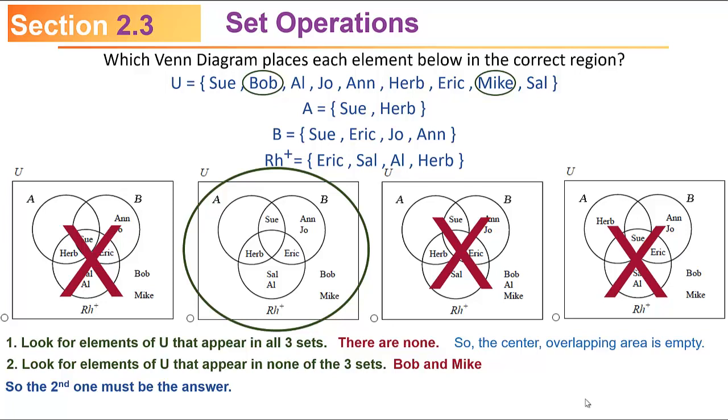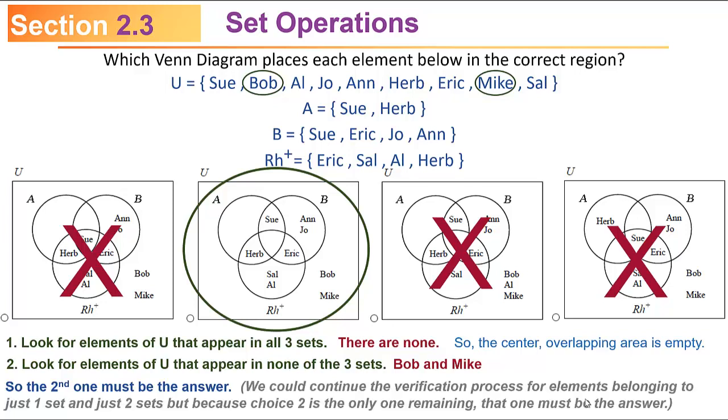choice. Now, if you're working a problem later and doing these two things still leaves you with more than one possibility, you have to keep going. You could continue this process by looking for elements belonging to just one set and just two sets, but we're done because we've already eliminated everything but one possibility, so that remaining possibility must be the one.